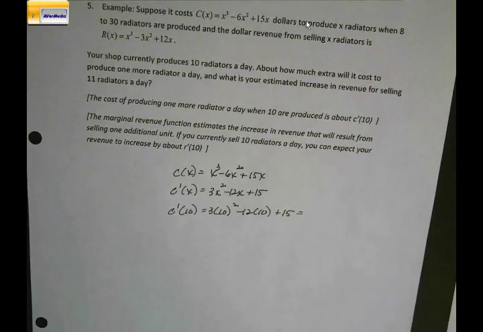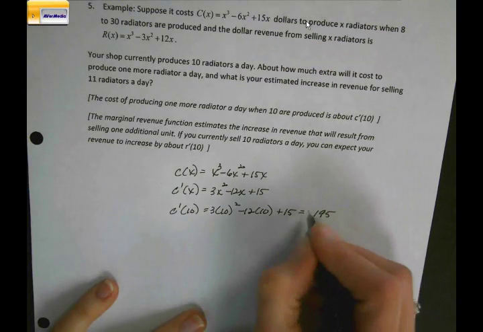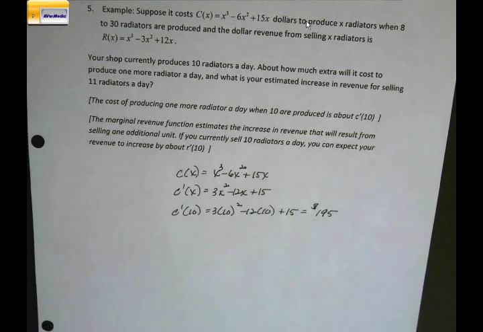How much y'all get? 3 times 100 minus 120? Is it 195? That's what I have in my notes. Yeah, I think it's $195. So to make one more radiator, it's going to cost them $195.